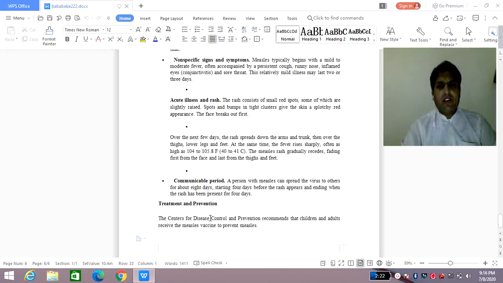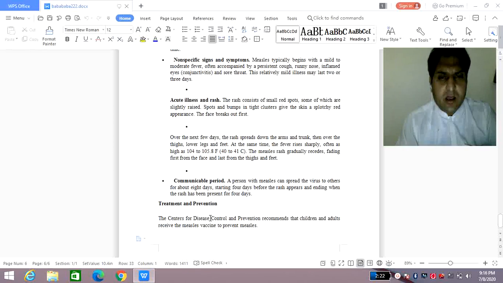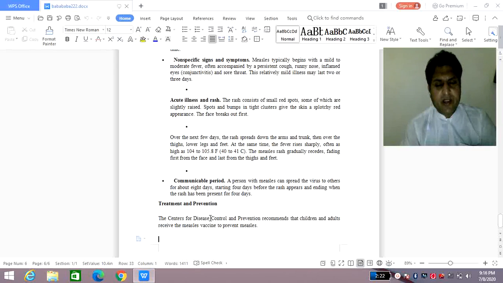As for treatment and prevention, measles is again a viral disease. It is a very contagious infectious disease, and a severely high, elevated body temperature is there. That's why supportive therapy and symptomatic treatment should be given.